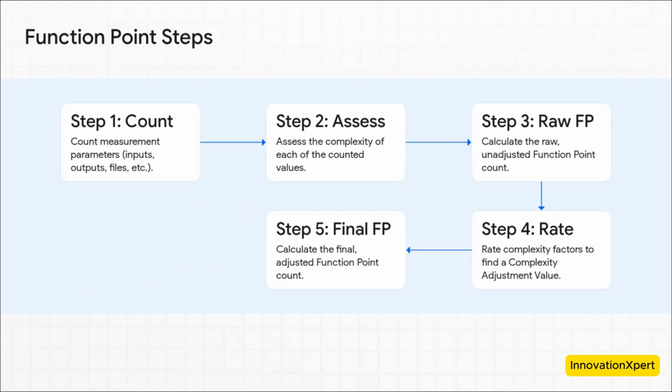That function-oriented approach leads us to this thing called function points. Now, don't worry, we're not going to do all the math, but at a really high level, it's a 5-step process. You count a bunch of key parameters, figure out how complex they are, get a raw number, tweak it based on overall system complexity, and then you get your final adjusted function point count.